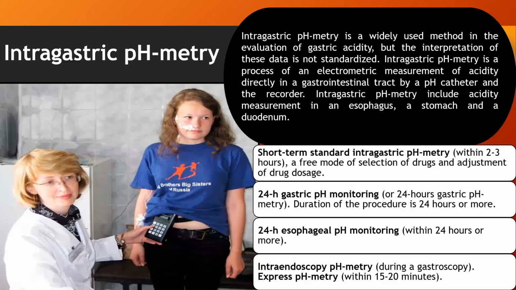One more examination is intragastric pH metry, which is a widely used method in evaluating gastric acidity. But the interpretation of this data is not standardized. Intragastric pH metry is a process of electrometric measurement of acidity directly in the gastrointestinal tract by a pH catheter and a recorder. It includes acidity measurement of the esophagus, stomach, and duodenum.